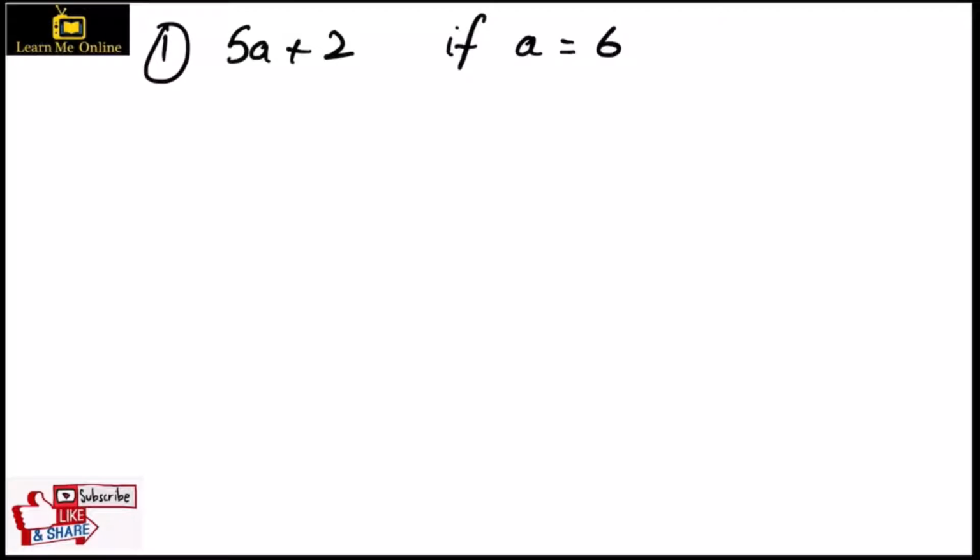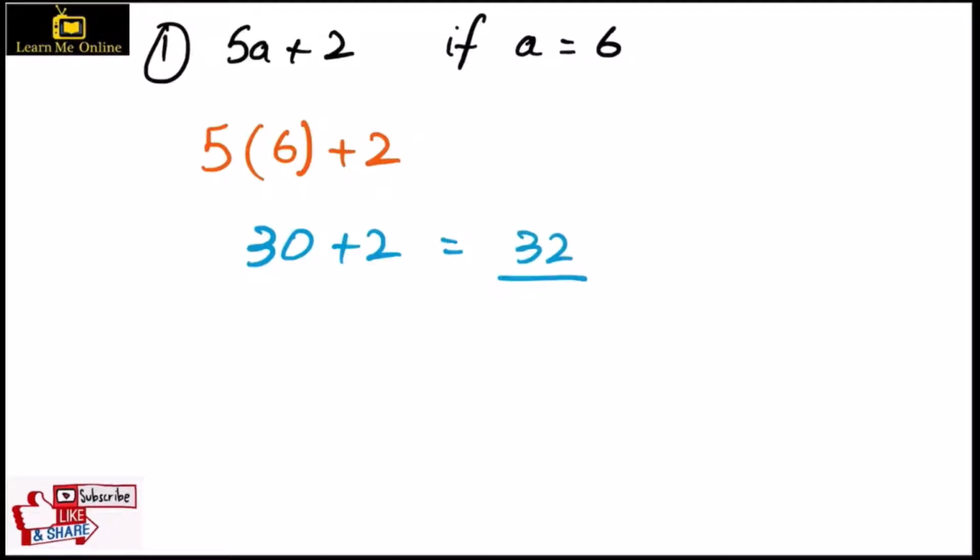Whatever value is given to us, it's always better to write it down in brackets. So 5 remains as a 5, and then a has a value of 6, so I'm going to write this in a bracket, plus 2. Now we apply BODMAS on it, simplifying the bracket first and then doing the addition. So 5 times 6 is 30, and then plus 2 would give you 32.